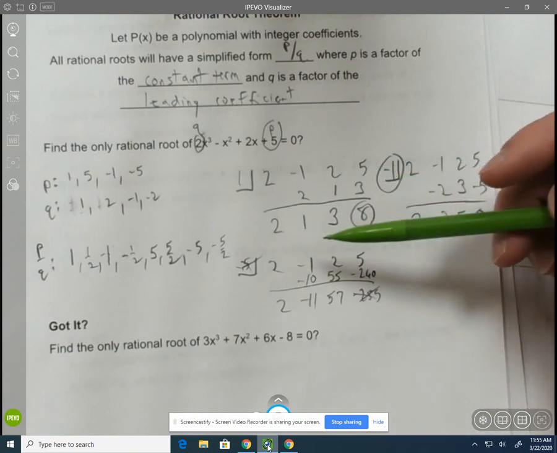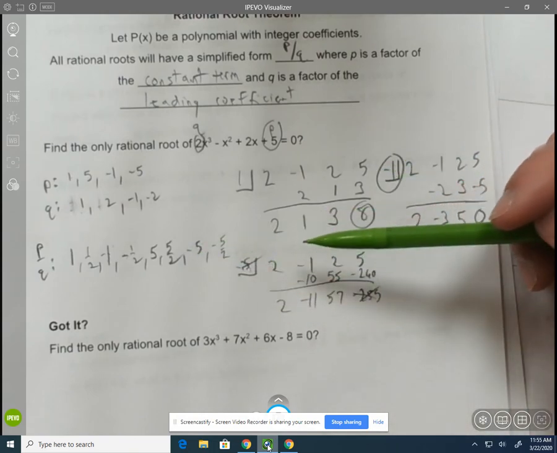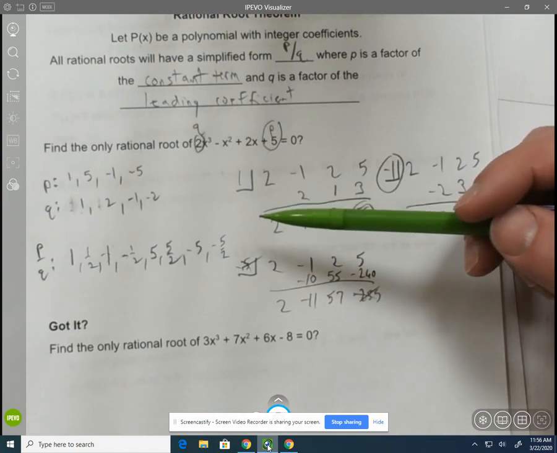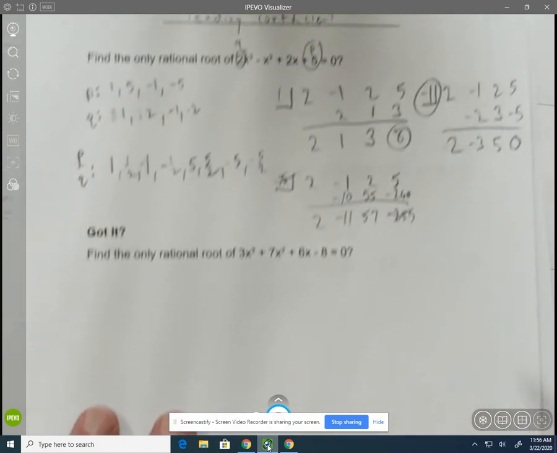So we had to go through 3 of them before we found it. You might have to go through all 8. It's how good of a guesser you are. All right, so let's take a look here.